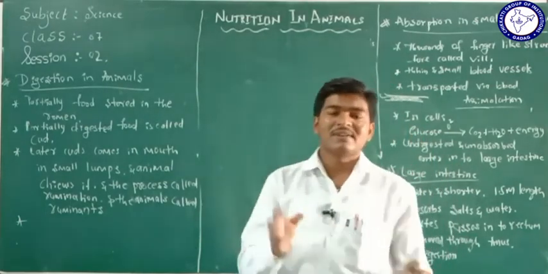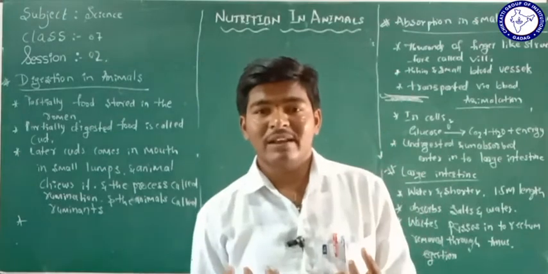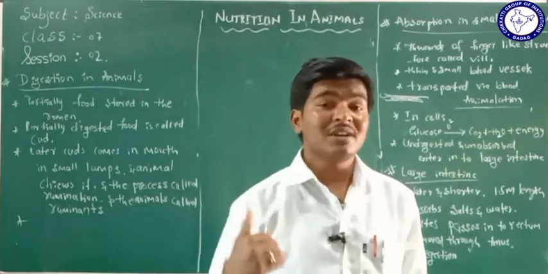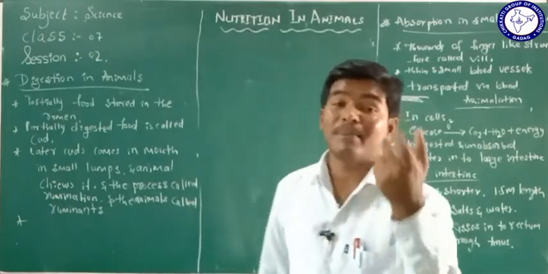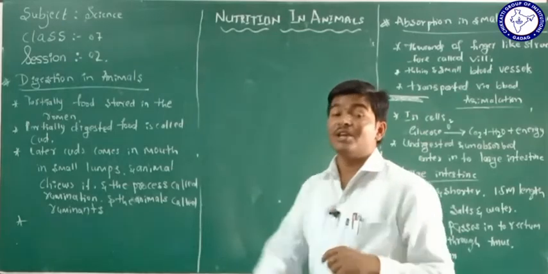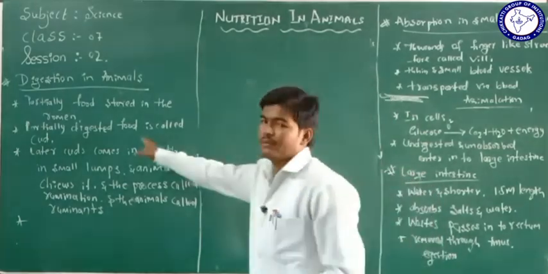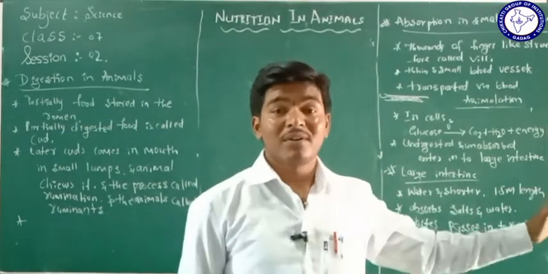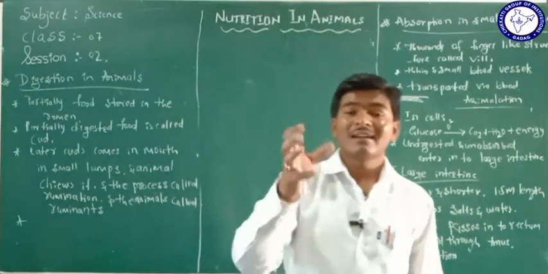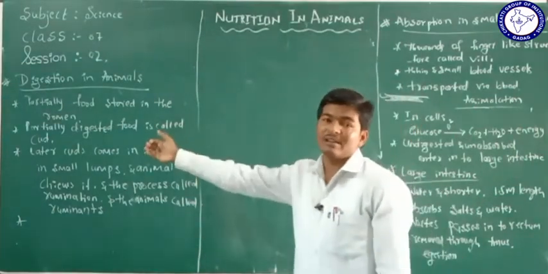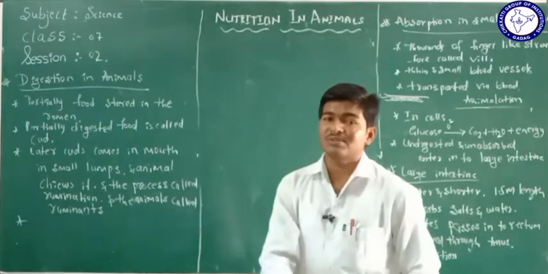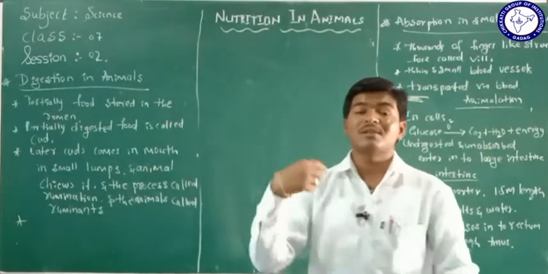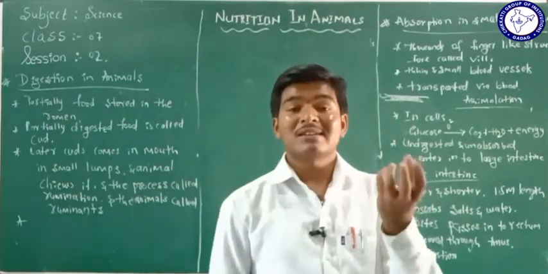The animals first take in the food material very fast, and that food material is called partially digested food material. It will be stored in a structure called a rumen. This rumen is a very specialized structure found in some animals like buffalo and cow, isn't it? So in that rumen, the partially digested food material will be stored. That stored food material is called cud. Have you understood? The food material which is stored in the rumen is called cud.